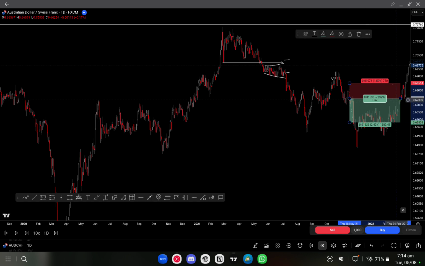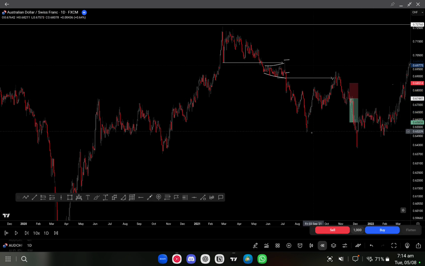1.5 arguably after it broke that low, came back, went back up. But yeah, so what we can see is obviously it did trade there as well, so we'll mark that one up as well.